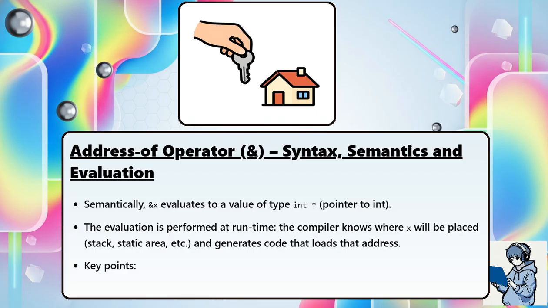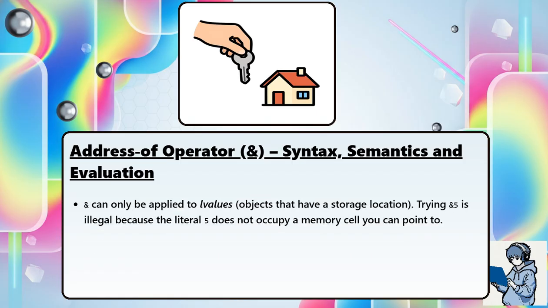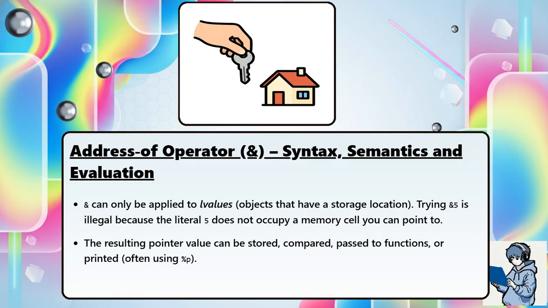A key point: ampersand can only be applied to lvalues, objects that have a storage location. Trying &5 is illegal because the literal 5 does not occupy a memory cell you can point to. The resulting pointer value can be stored, compared, passed to functions or printed, often using %p.